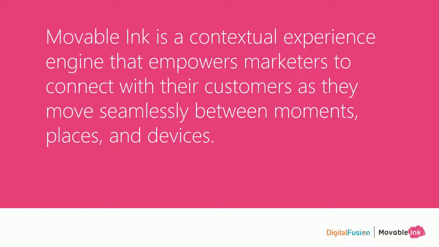Movable Ink is a contextual experience engine that really empowers marketers to connect with their customers as they move seamlessly between moments, places, and devices. Now, what exactly does that mean? If you think about how emails are sent today, they're static from moment of send, but with Movable Ink, you're actually able to dynamically change the content based on a variety of factors, including things like weather, time of day, device, or somebody's location. Movable Ink is located here in New York City, and we work with over 350 enterprise clients, both domestically and internationally, and we partner with such great brands like Darden, Starbucks, Dunkin' Donuts, Cafe Nero, Chick-fil-A, Seamless and Grubhub, and McDonald's.